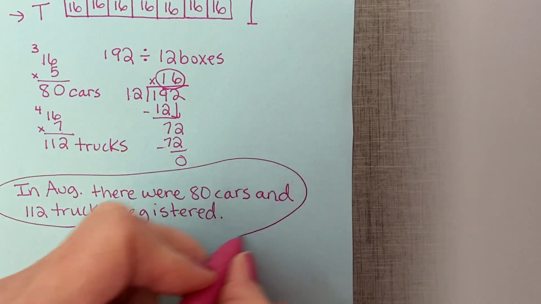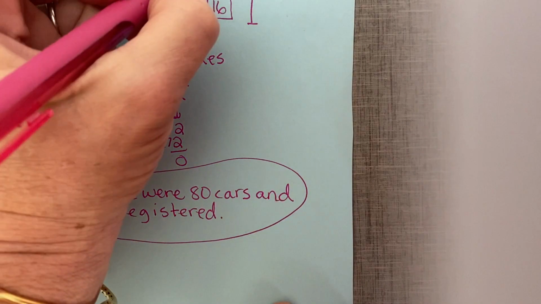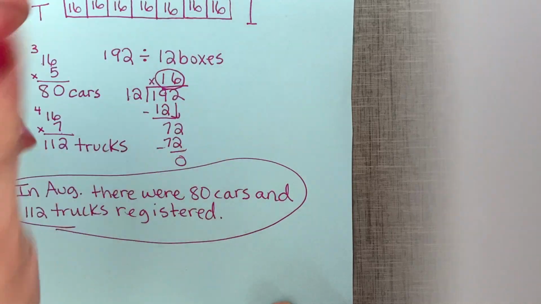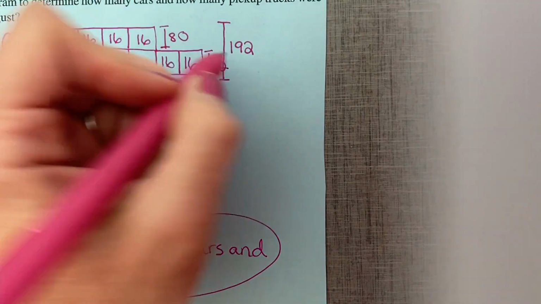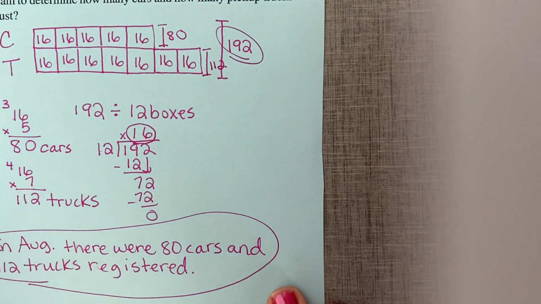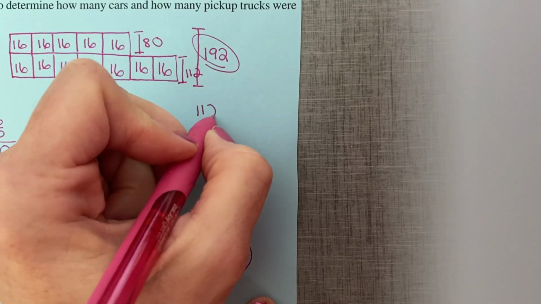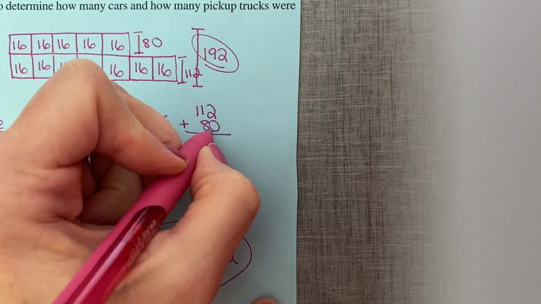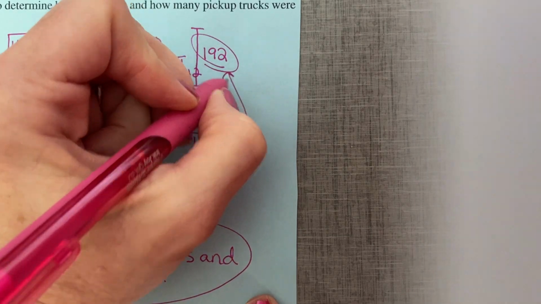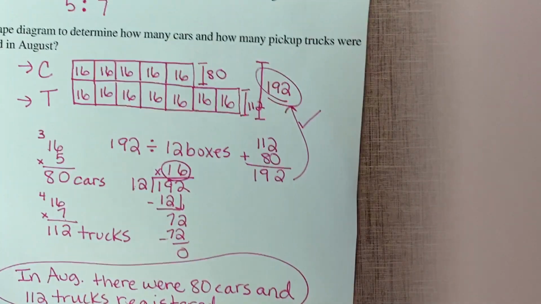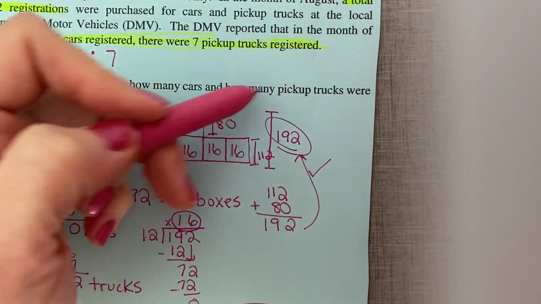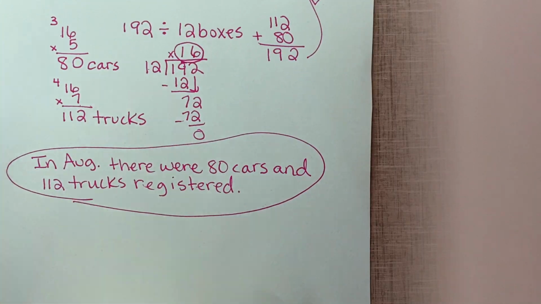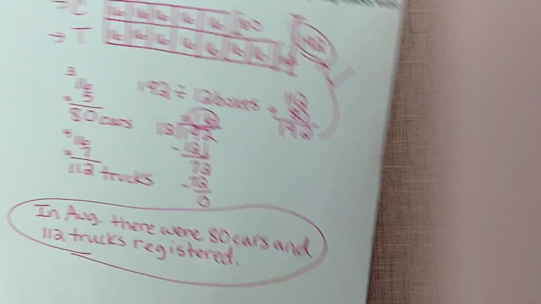Now, if you want to check it, you could certainly see if 80 plus 112 makes 192. And I think it definitely does, because if you take 112 plus 80, we have a 2, we have a 9, and we have a 1. So that checks out. Beautiful. So a little tape diagram action there on a ratio of 5 to 7, a little given information, and we're able to whittle it down to exactly how many cars and exactly how many trucks were registered. Great. Let's try our next 2 examples.